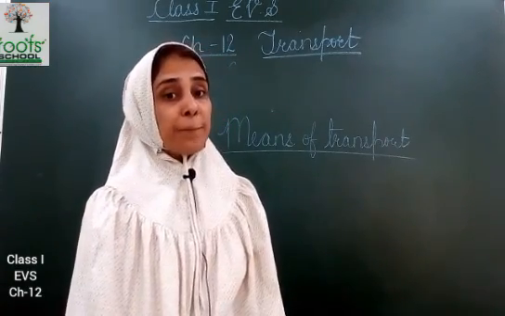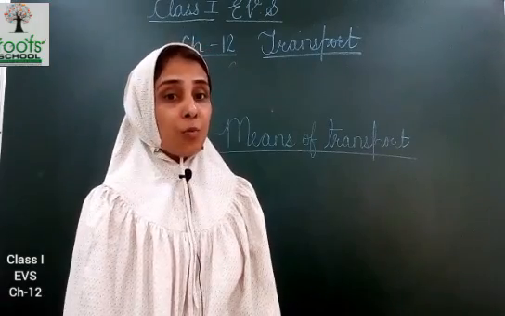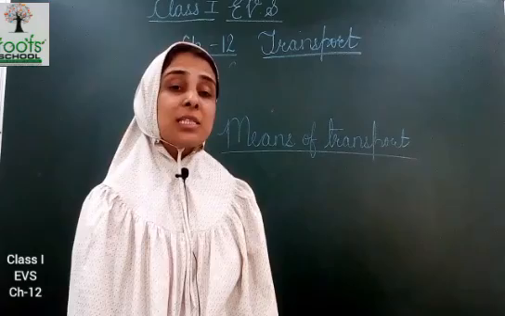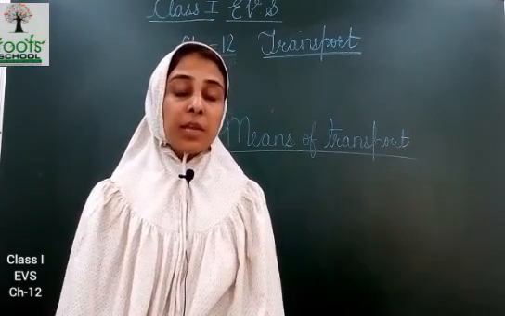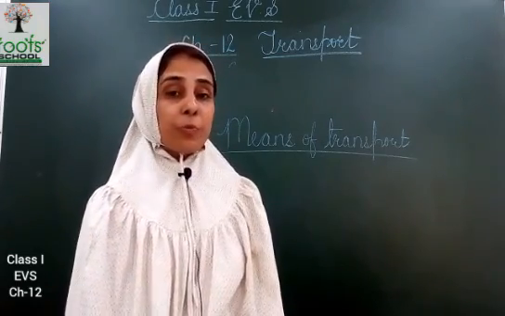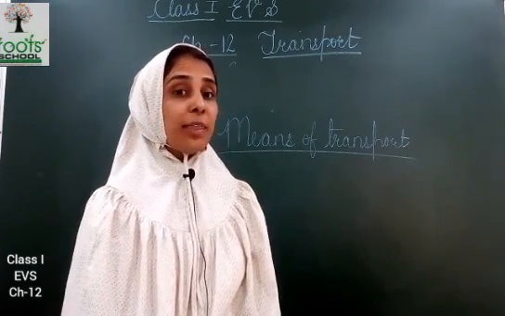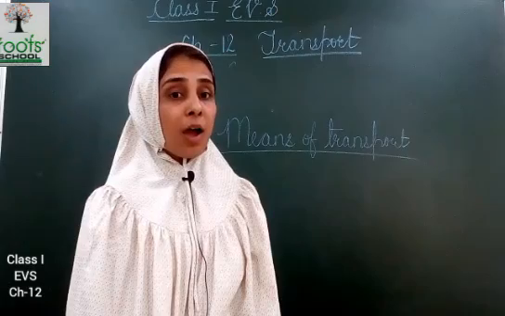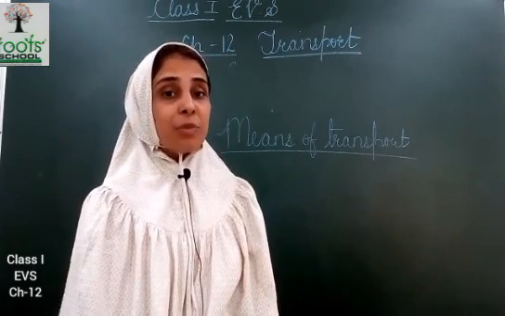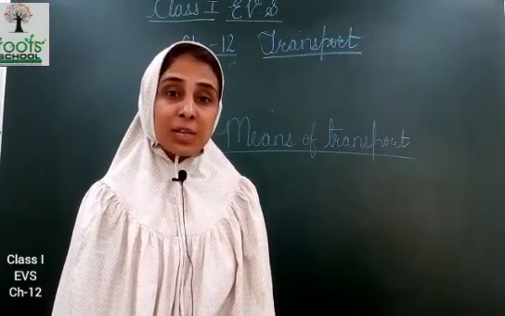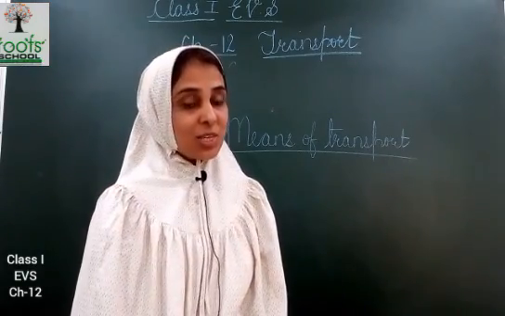Vehicles carrying people and goods from one place to another on land are called means of land transport. Which are the examples of vehicles which run on land? Like car, bike, yes, railways. So these are all examples of land transport. So you have understood this?